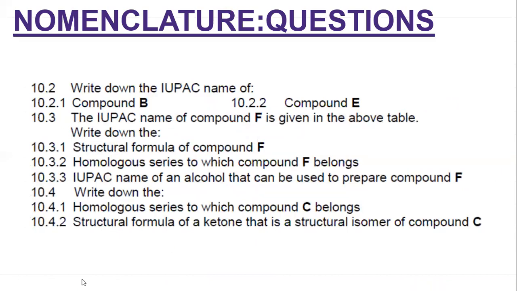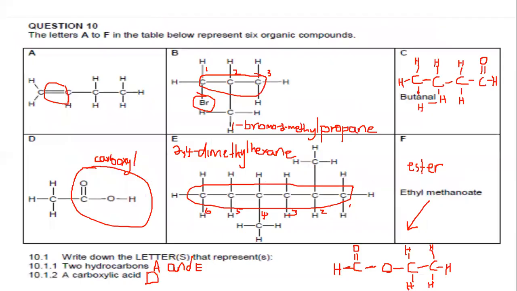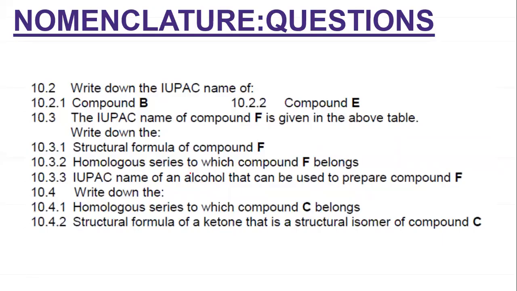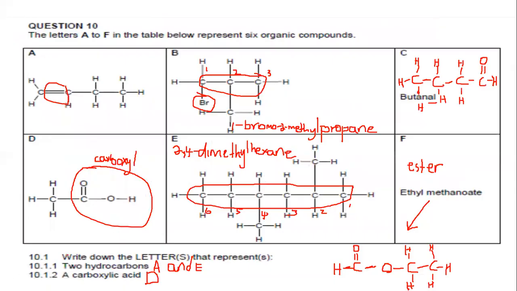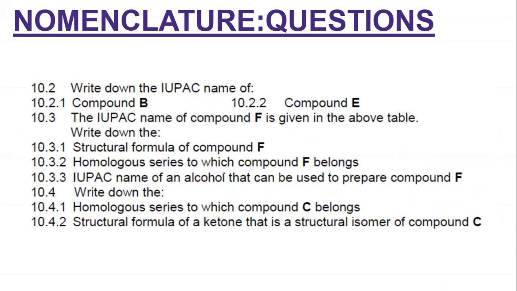The homologous series to which F belongs, we already said it. This was an ester, so that is the homologous series for F. We already answered that question. The IUPAC name of an alcohol that was used to prepare F. Now we check, this first part represents the alcohol. The second part represents an acid. Because they talk of an alcohol which is ethyl, it means they were using ethanol. So the IUPAC name of that alcohol would be ethanol, because they said it's an ethyl. The first part represents the alcohol, so it would be ethanol.